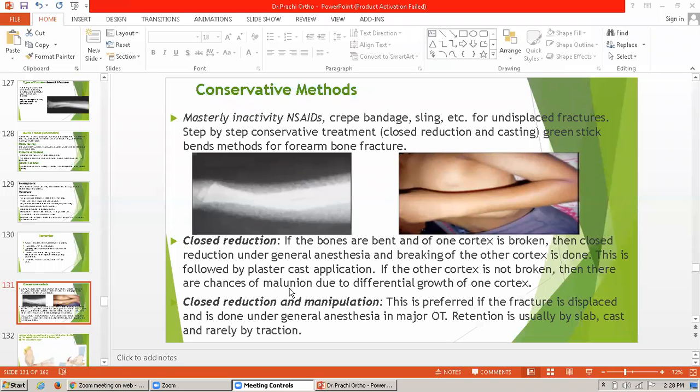In closed reduction and manipulation, this is preferred if the fracture is displaced and is done under general anesthesia in the major OT. Retention is usually by a slab cast and rarely by a fixation.